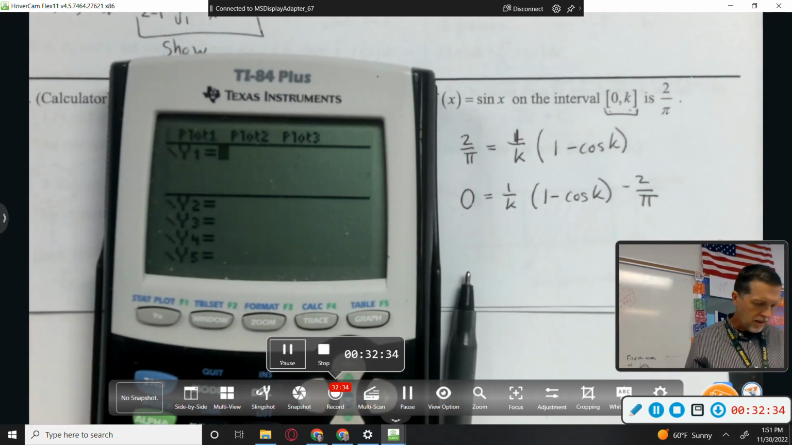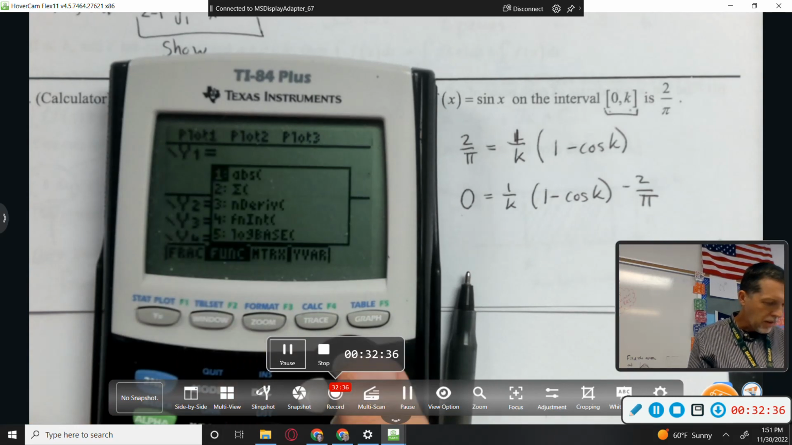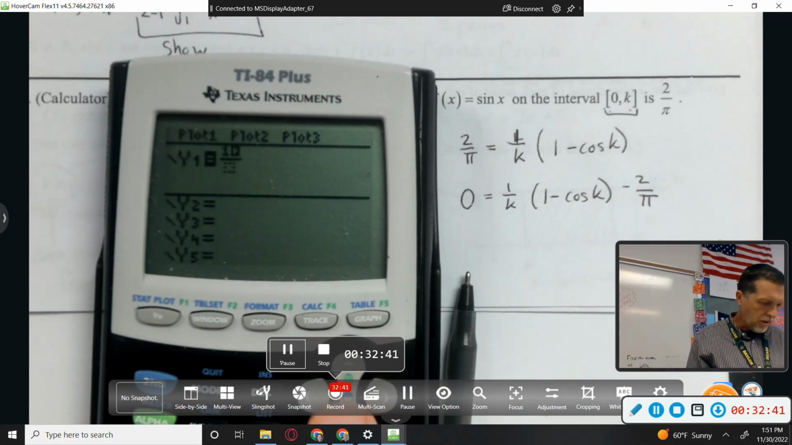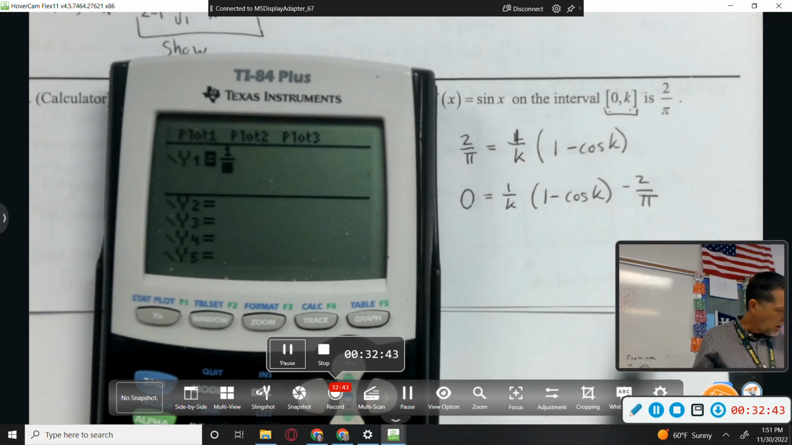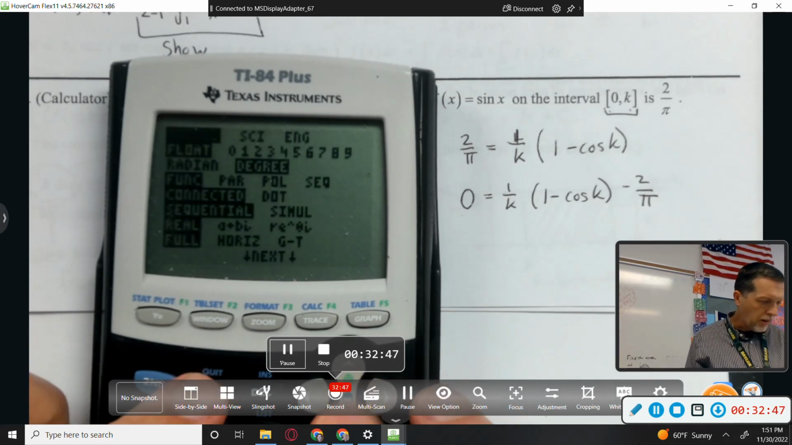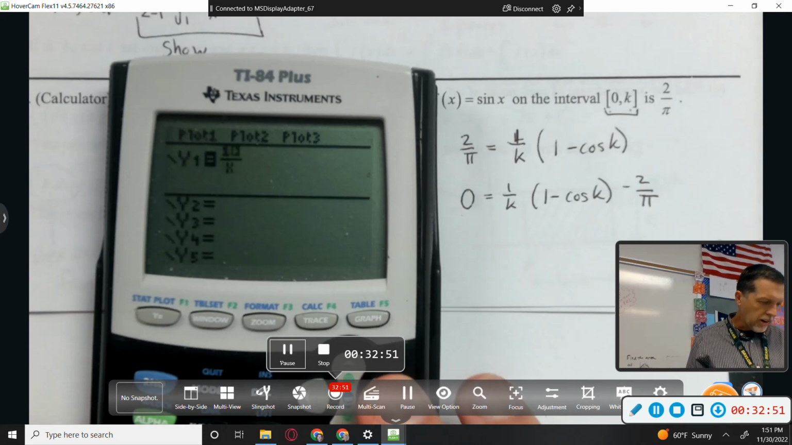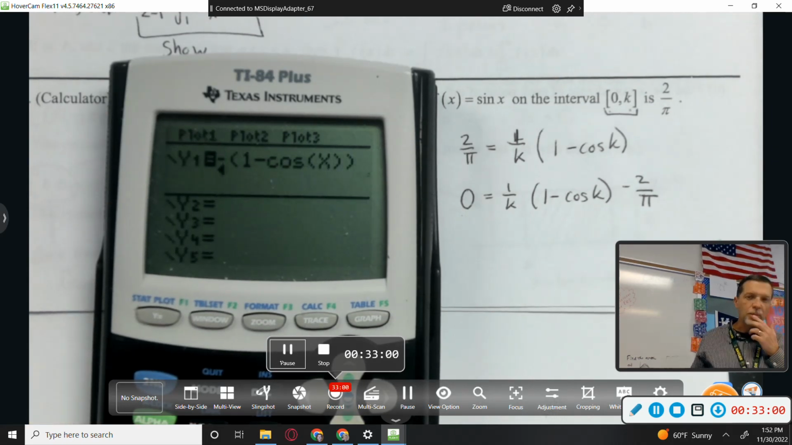Alright. Lovely. 1 over... Make sure you're in radians. Yeah, I do need to be in radians because I was in pre-cal earlier. So 1 over x, parentheses 1 minus cosine x. Careful with parentheses there. Make sure you close them all. Yeah. Minus 2 over pi.